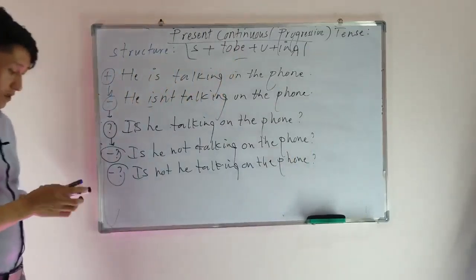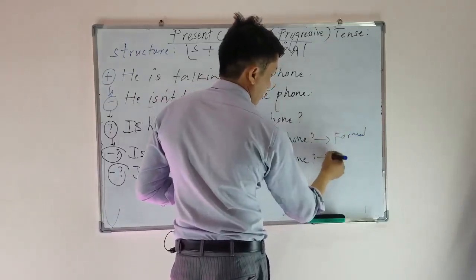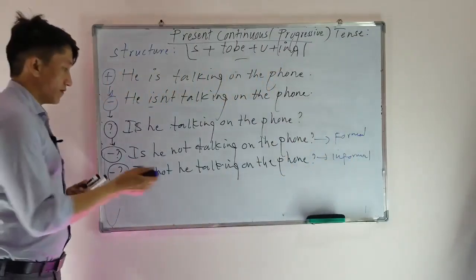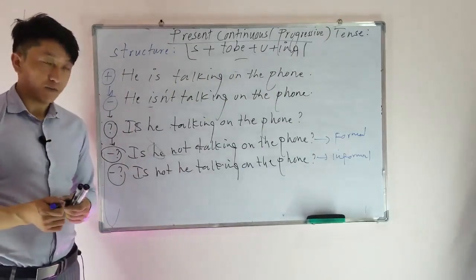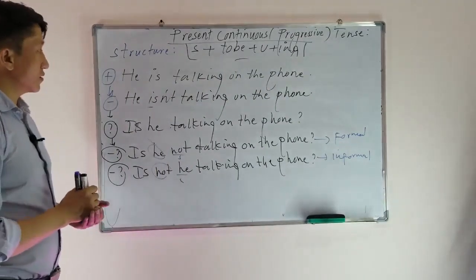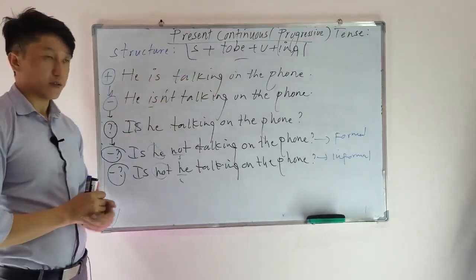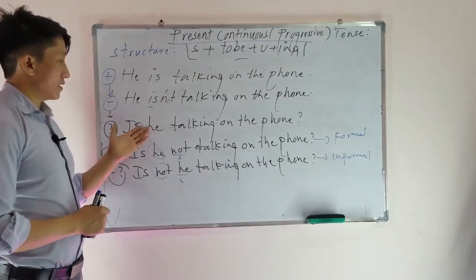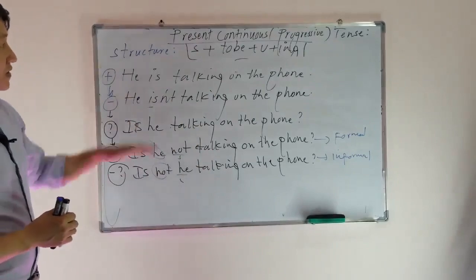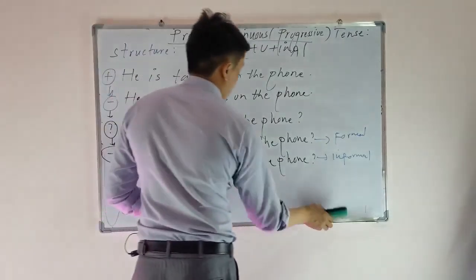So from these structures, this is the formal one, and the next one is informal. So if you use not after the subject, it's formal. But if you use not before the subject, it's what? Informal. So this is how we can change it to question and negative and question. He is talking on the phone, positive sentence or affirmative. He is not talking on the phone. Is he talking on the phone? Is he not talking on the phone? And is not he talking on the phone? So this is how we can change present continuous to negative and interrogative. So this is all about present continuous tense.